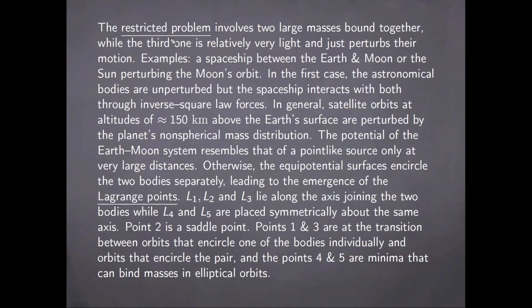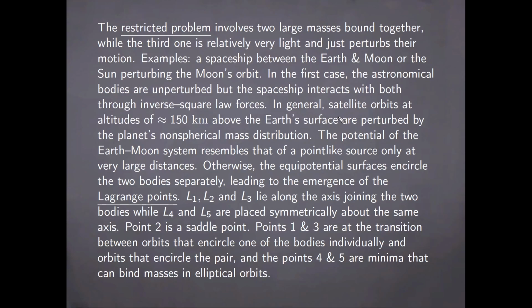The restricted three-body problem involves two large masses bound together, while the third one is relatively very light and just perturbs their motion. As an example, one can consider a spaceship moving between the Earth and the Moon, or the Sun perturbing the Moon's orbit. In the first case, the astronomical bodies are unperturbed, but the spaceship interacts with both through inverse square law forces.